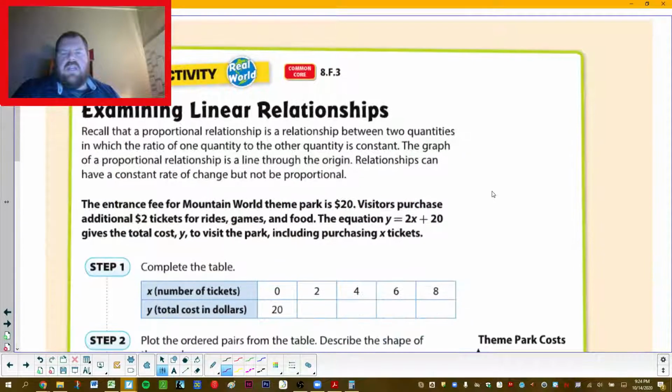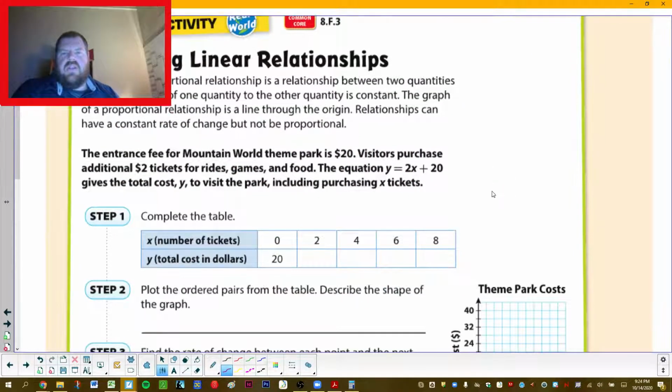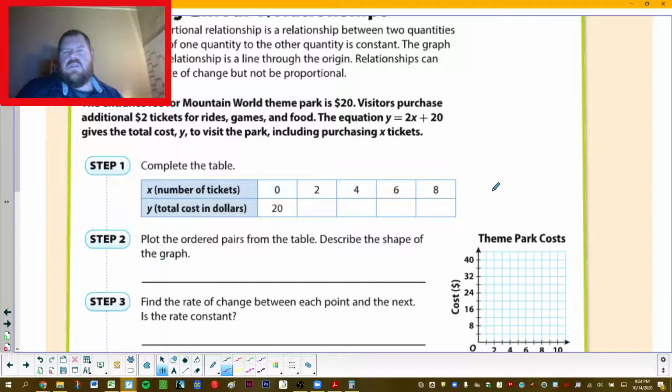So let's check out this activity here. It's about examining linear relationships. It says, just to read that prompt up at the top, recall that a proportional relationship is a relationship between two quantities in which the ratio of one to the other is constant, and so on. Okay, let's look at this instead.